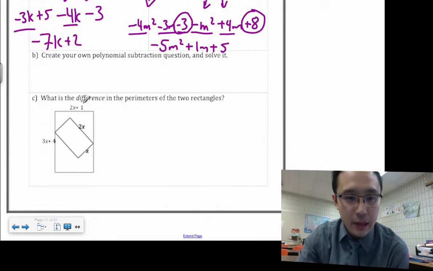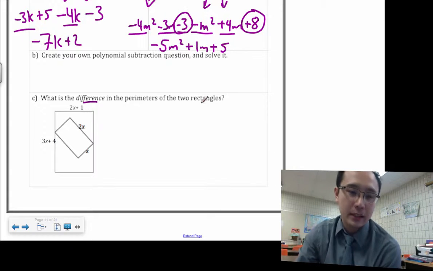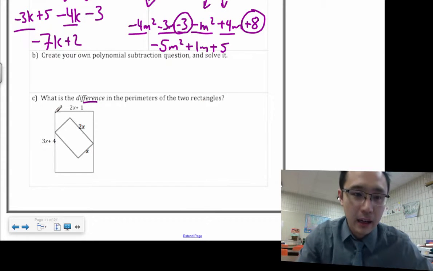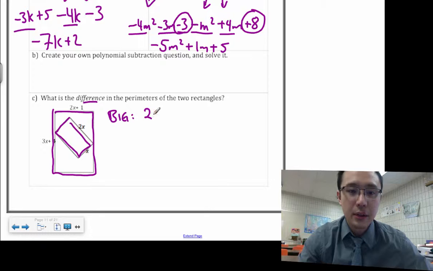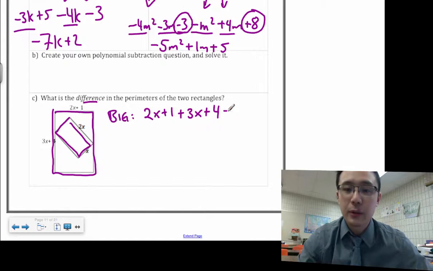What is the difference in the perimeter of the two rectangles? So basically, this one is looking at what is the difference between the perimeter of the big rectangle, subtract the small rectangle. So the big rectangle, well, we need to find the perimeter. So that means it's 2x plus 1 plus 3x plus 4. And then since that's only for these two sides, we have to multiply this whole thing by 2 or just add another set with it.